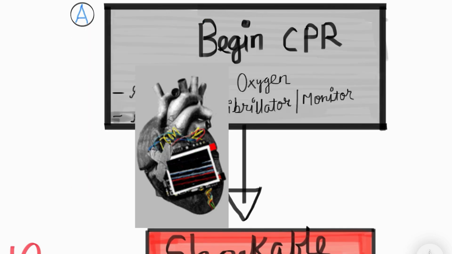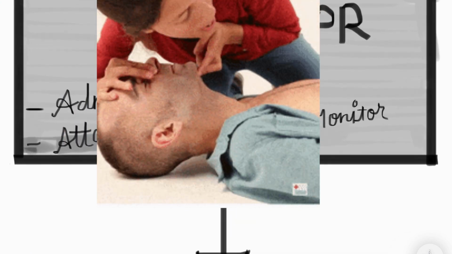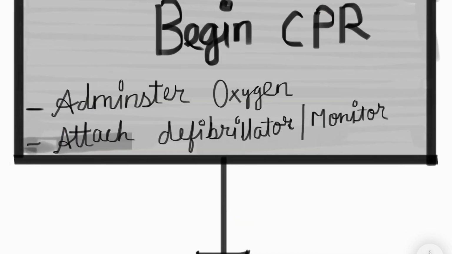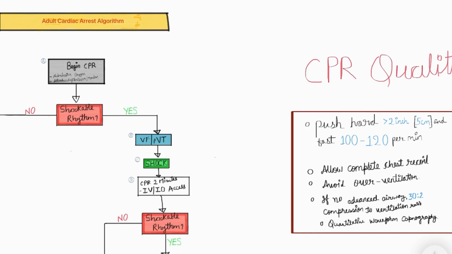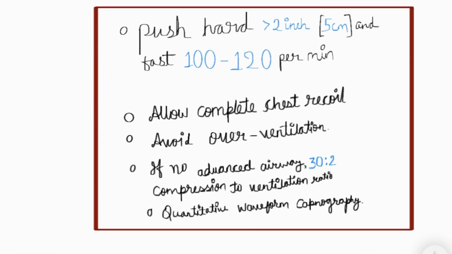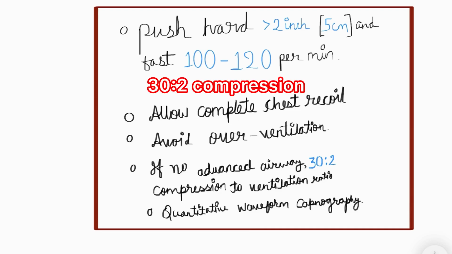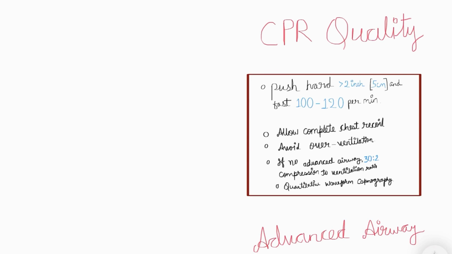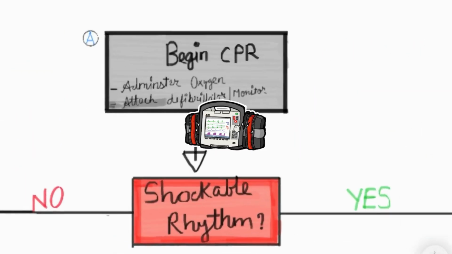So, what's the golden rule? Start CPR immediately while calling for help. Yes, start CPR, high quality chest compressions. What does that mean? Push hard, more than 2 inch, 5 centimeter depth, and fast, 100 to 120 per minute, and allow the chest to recoil. And simultaneously get someone to bring the AED or defibrillator.